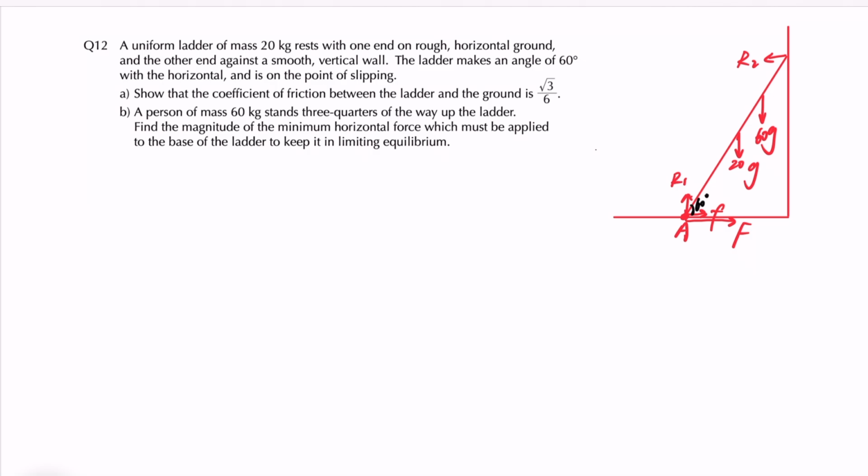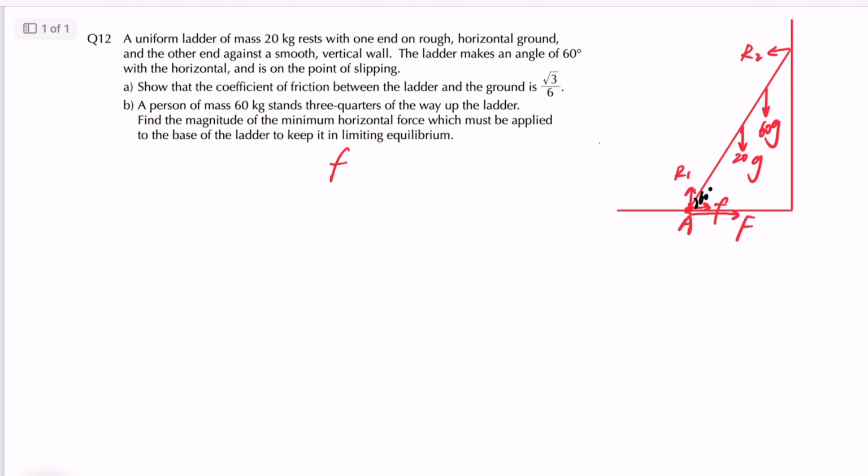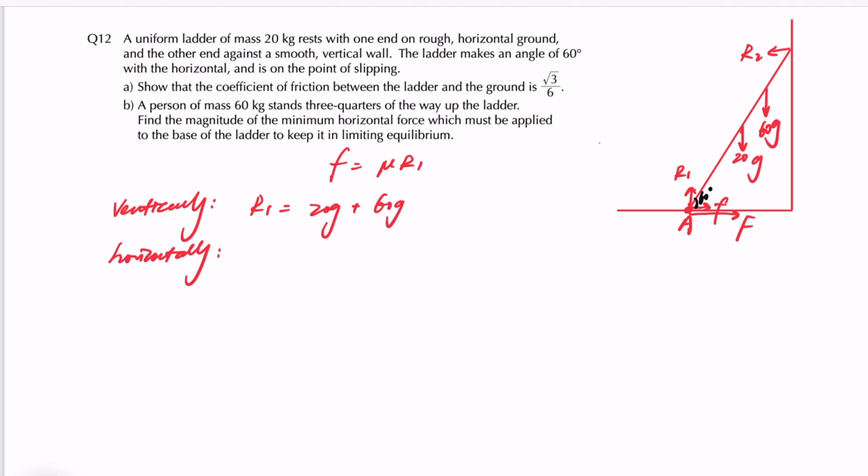And I suggest that we do the same thing as before. We should write the equation vertically. We should write another equation horizontally. Both of the equations are related to the forces that we have in the diagram. And because the ladder is in limiting equilibrium, at this moment we can write F, the friction, equal to mu R1. So, vertically, we've got R1 equal to 20g plus 60g. Horizontally, we've got R2 equal to the friction plus the force that we applied.